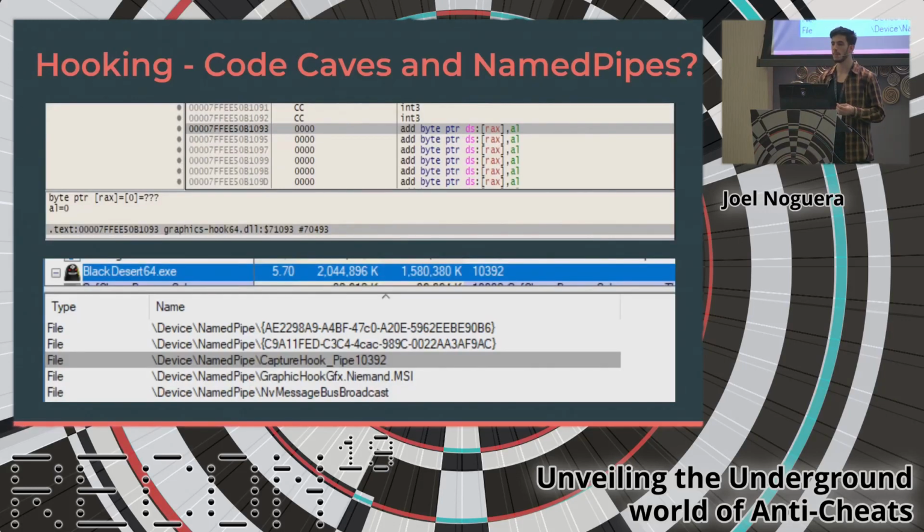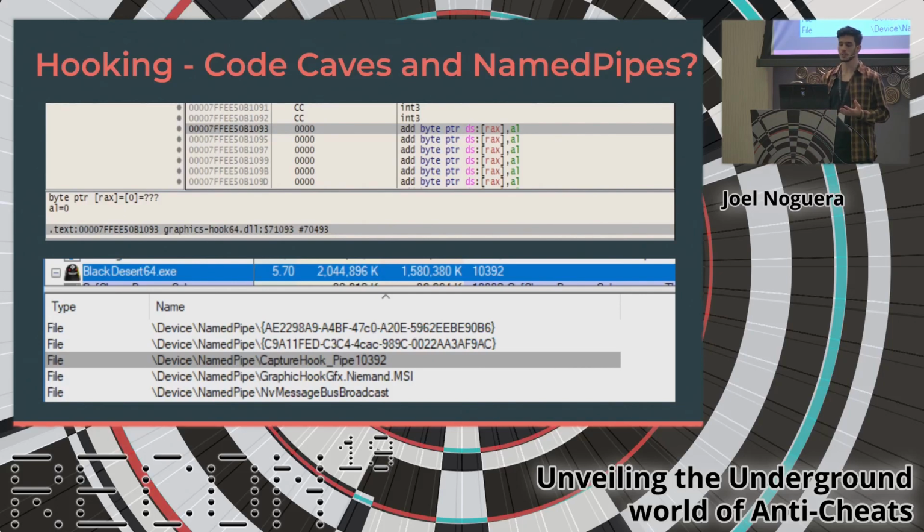And if you take a closer look at these DLLs, since they are not under the control of the game developers and anti-cheat developers, they will always have some different problems. In this case, for example, in the Steam application, you have different code caves and it uses named pipes to redirect all the video from the game. If you don't know what a code cave is, it is a portion of an executable memory region which is full of zeros.